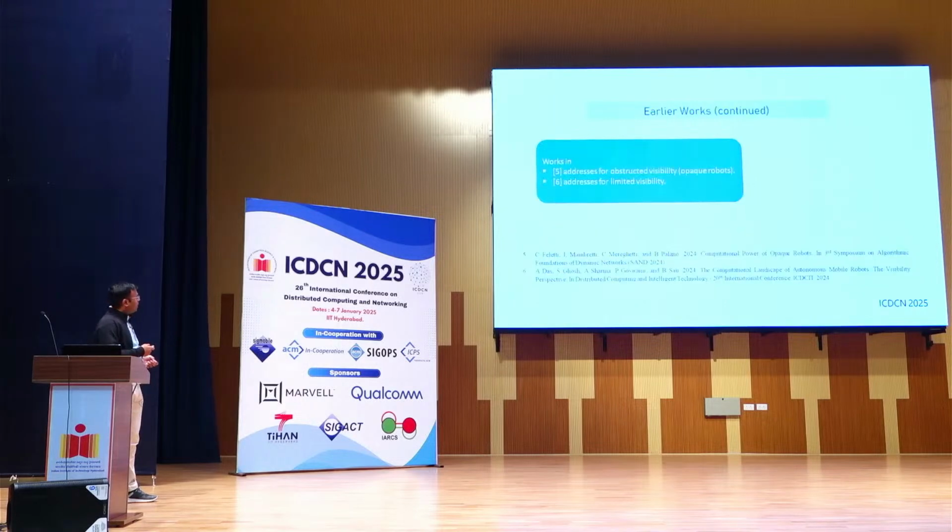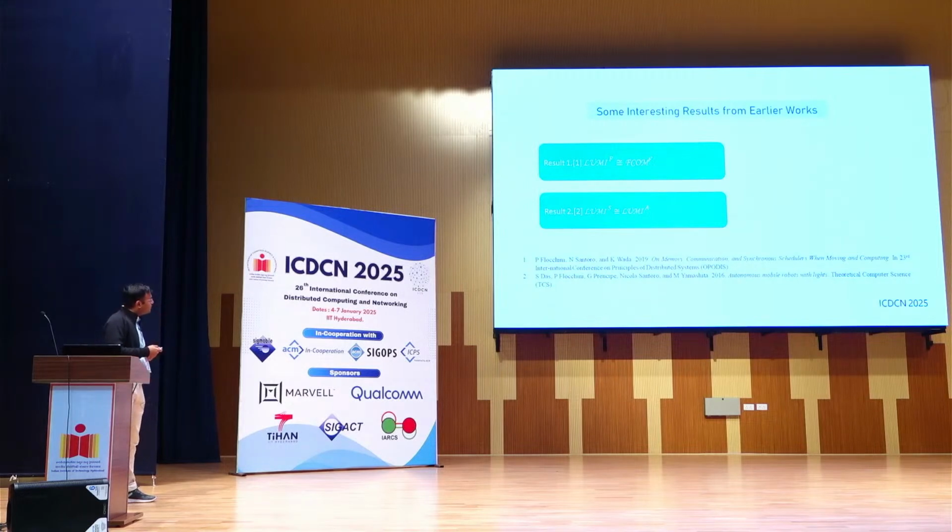Okay. Next, in these 2 works, in the first one, they have considered opaque robots. That means obstructed visibility. They have considered this model comparison, and in this one they have considered limited visibility, where a robot may not be able to see all the robots present in the system. It can see up to a certain distance. Okay.